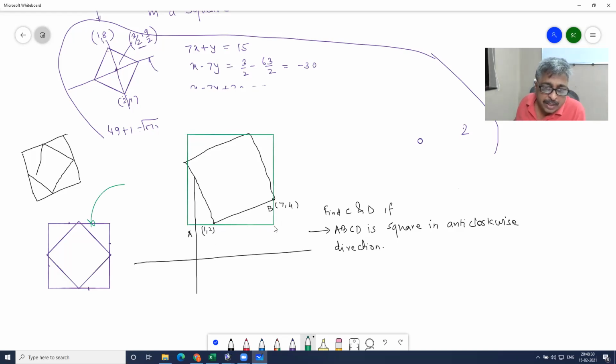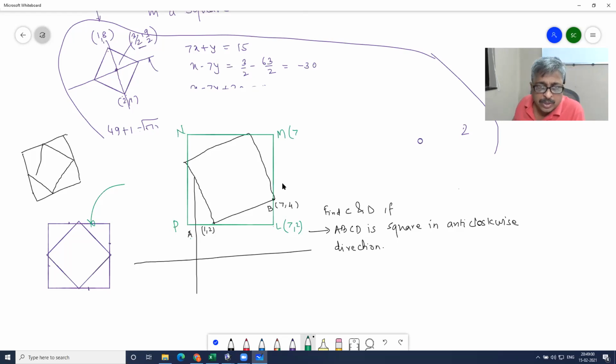Can you tell me? Let us call these L, M, N, P. What is the coordinate of L? The Y coordinate is the same as that of A, and the X coordinate will be the same as that of B. So this will be 7, 2. What will be M? The X coordinate is the same.